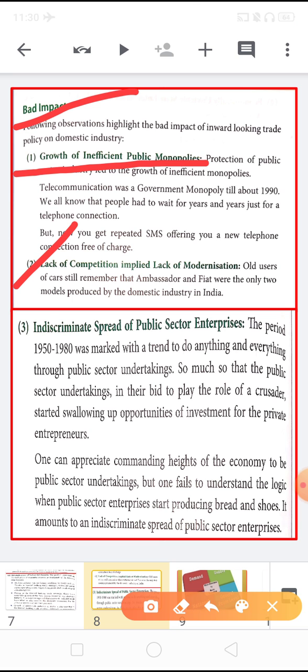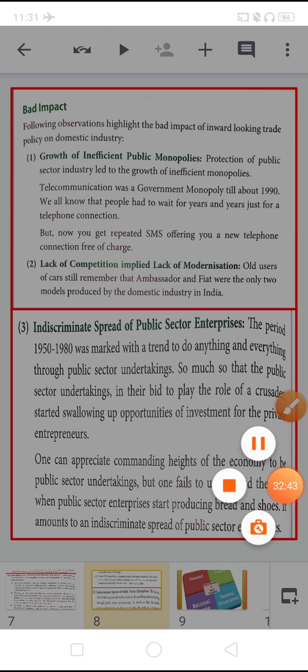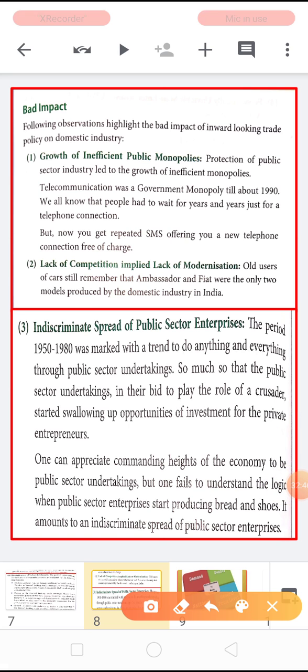The next one is indiscriminate spread of public sector enterprise. So, children, the period between 1950 and 1980 was marked with a trend to do everything through the public sector undertakings, so much so that the public sector undertakings, in this bid, played the role of crusader. So one can appreciate the commanding heights of the economy to be the public sector undertakings.